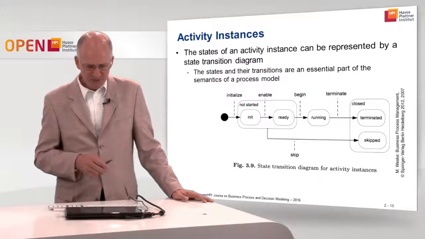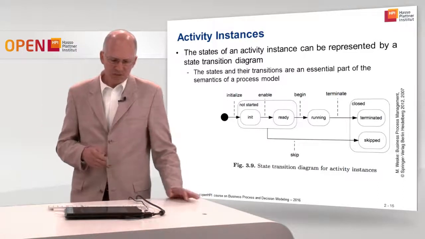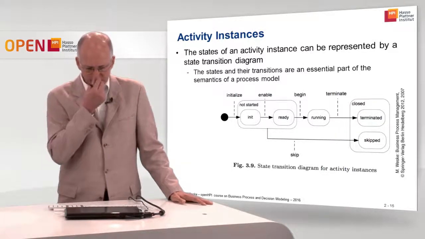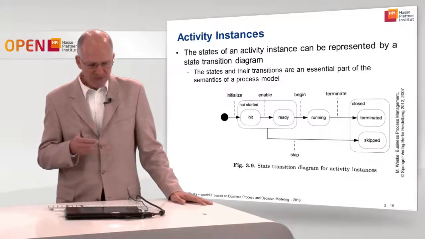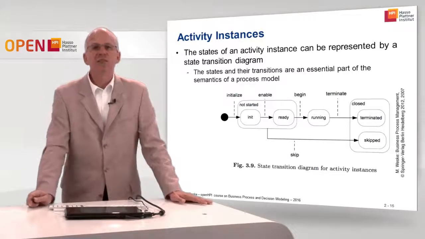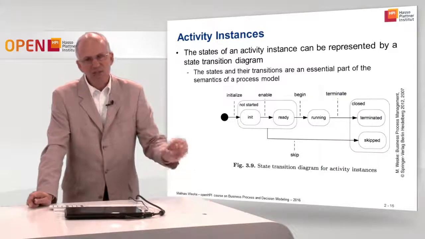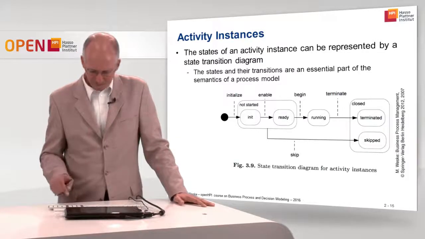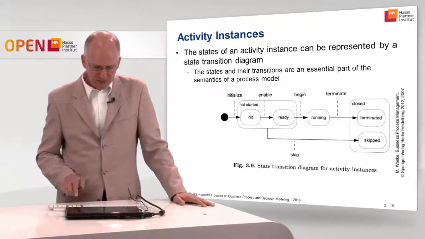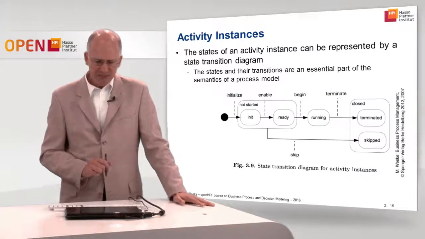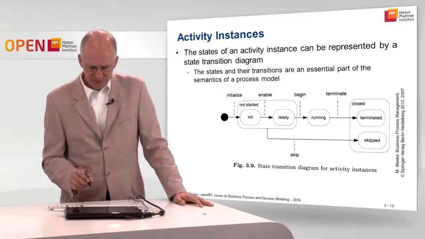Here is a simple diagram also taken from the BPM book. Here, like in the previous slide, the states of an activity instance can be represented by a state transition diagram, states and transitions, of course. The states and their transitions are an essential part of the semantics of a process model. We can only understand what a process model means if we know about the states and the state transitions that the activity instance can take. All right, so here we have the same states we had before: init, ready, running, terminated. In addition, we have the skipped state.